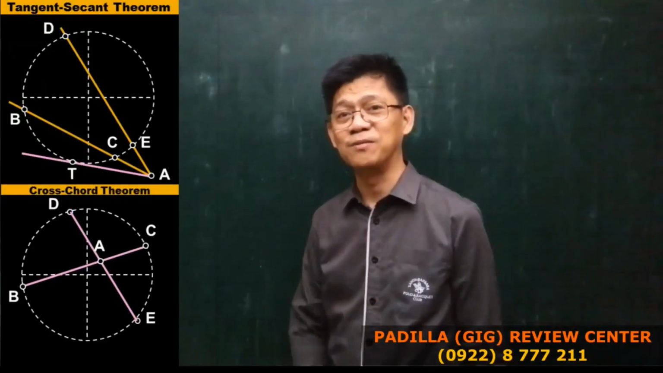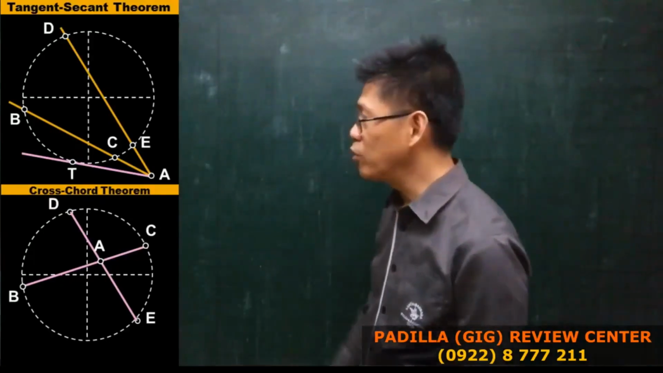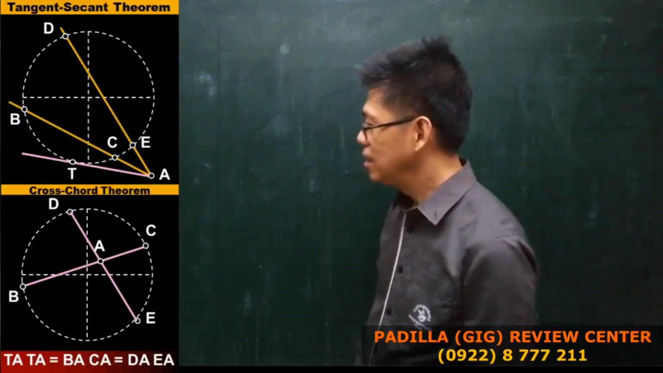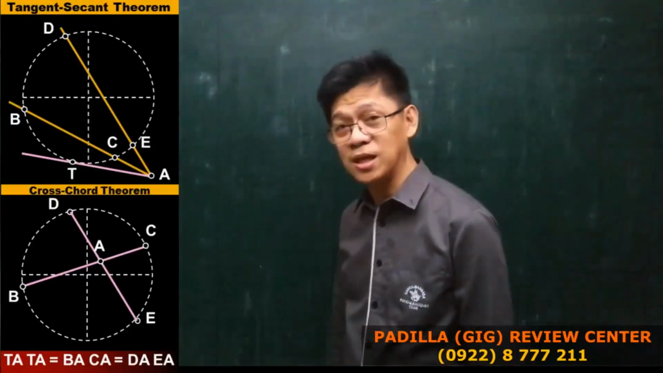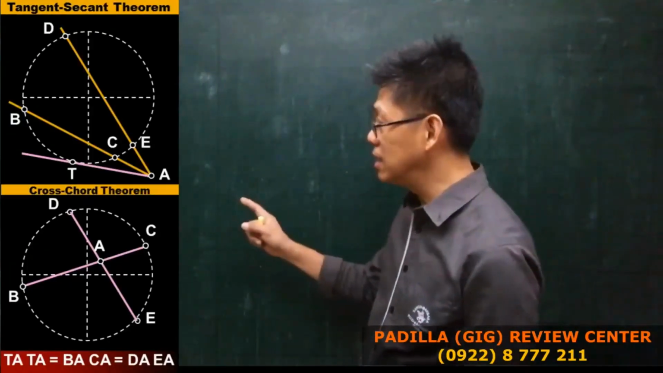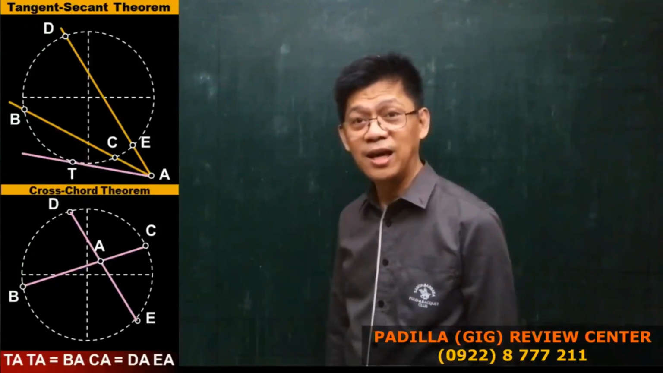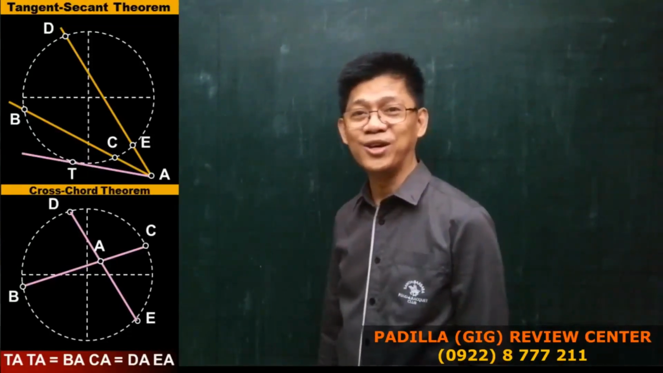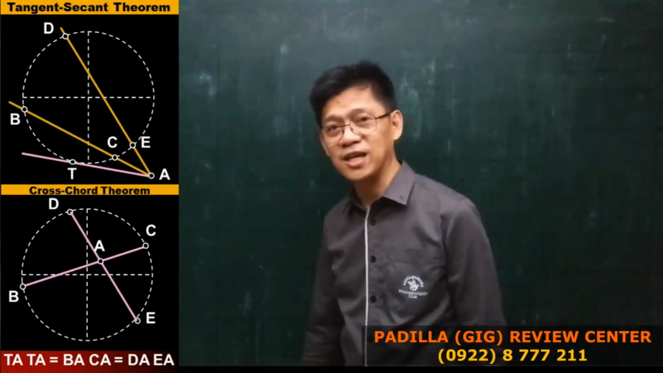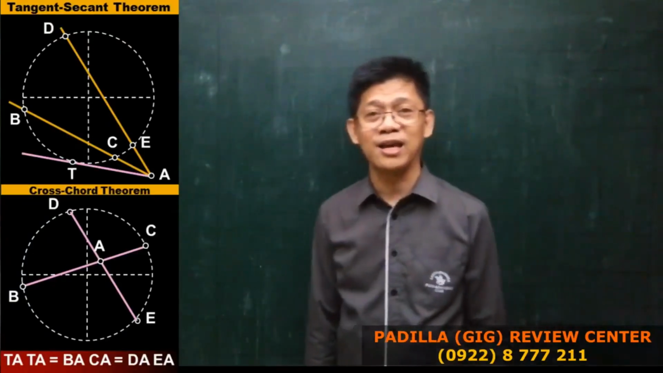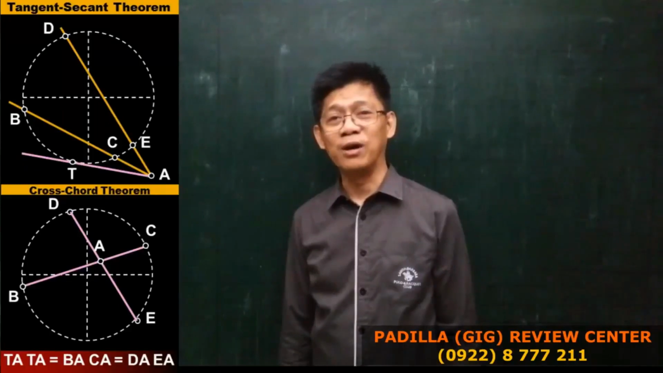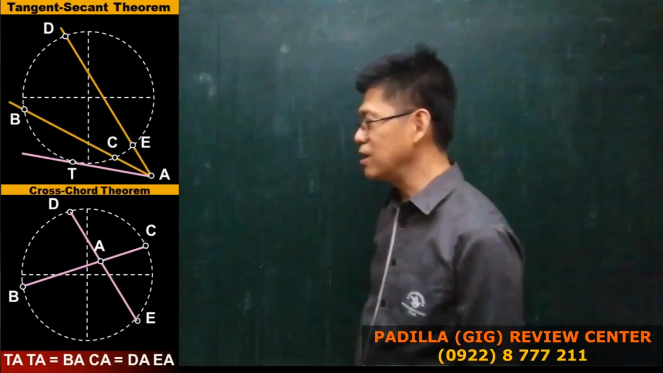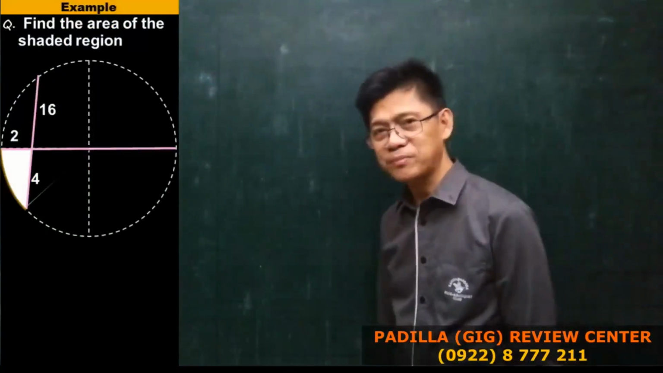A is the intersection. Now, it can be proven that TA times TA equals BA times CA equals DA times EA. The proof of this is using the peripheral angle theorem. However, I will just skip the proof. So, let us try to have this problem.